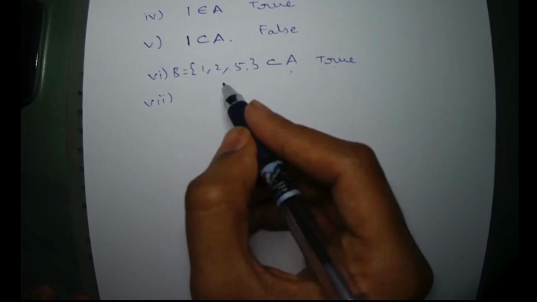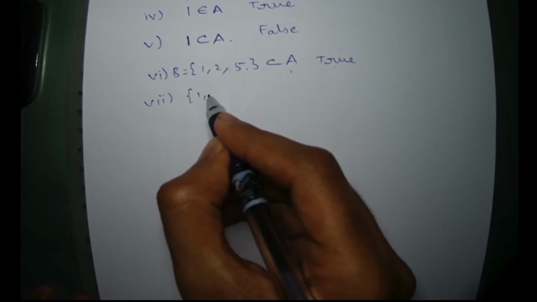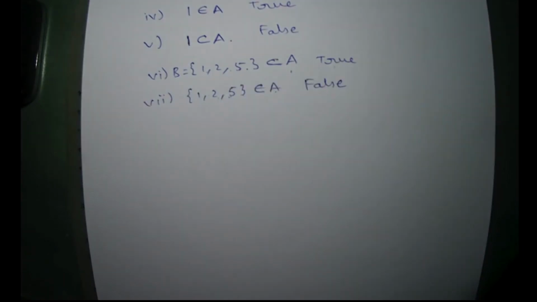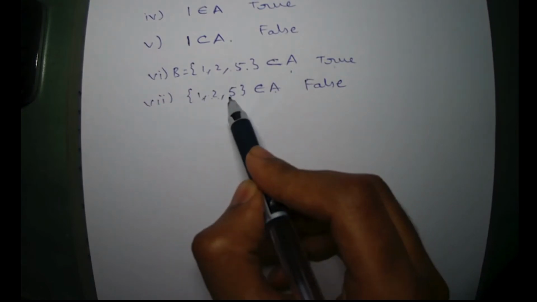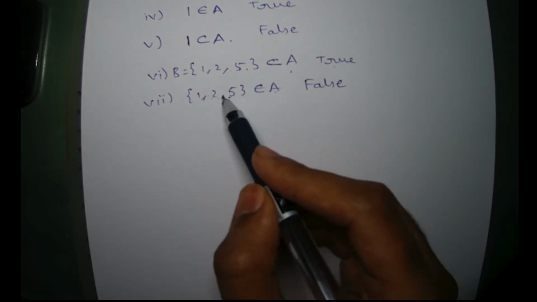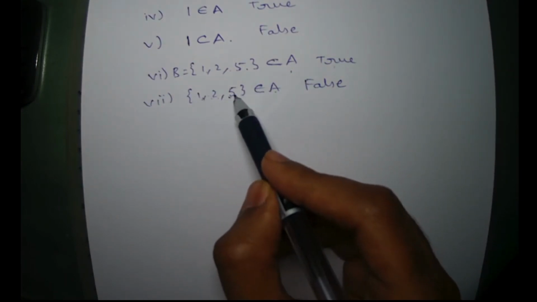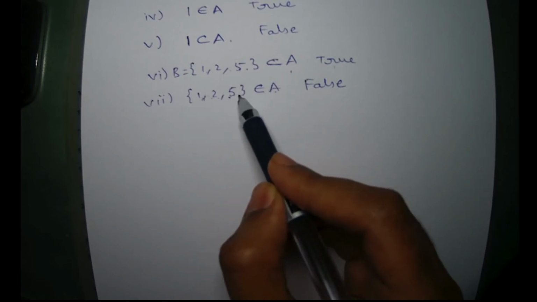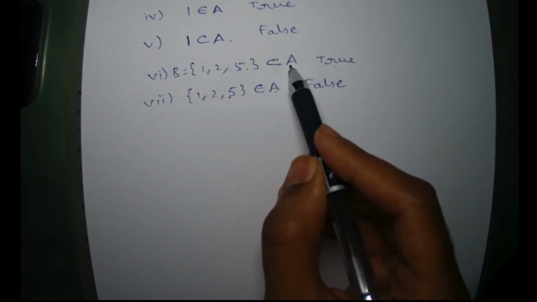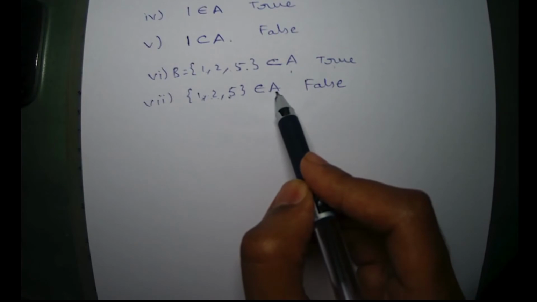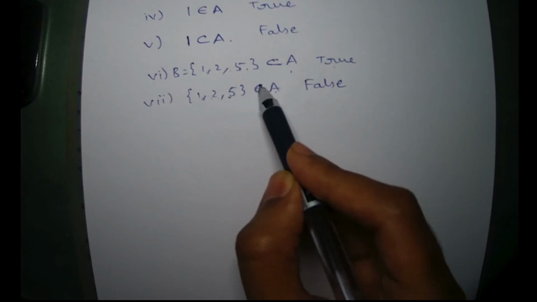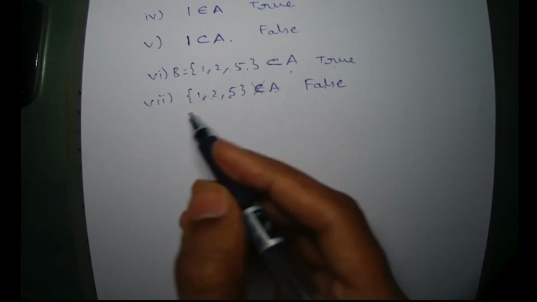Then we have question 7. The next statement is {1, 2, 5} belongs to A. We see that {1, 2, 5} is a set, and a set can only be a subset of another set. A set cannot belong to another set. Since this symbol cannot be used here, this is a false statement.